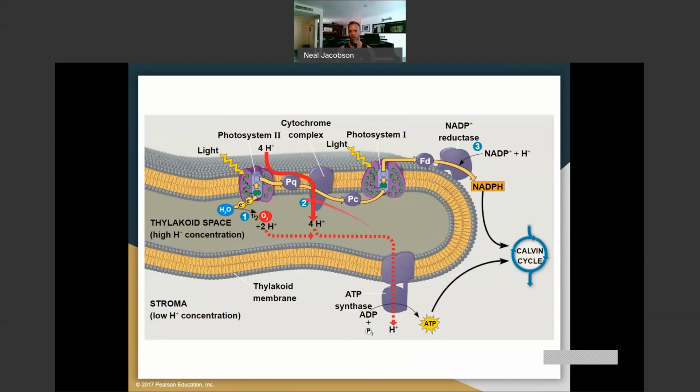The protons are going to flow through ATP synthase and make ATP. So the two energetic byproducts of the light reactions are NADPH and ATP, and they're going to enter the Calvin cycle that takes place in the stroma.